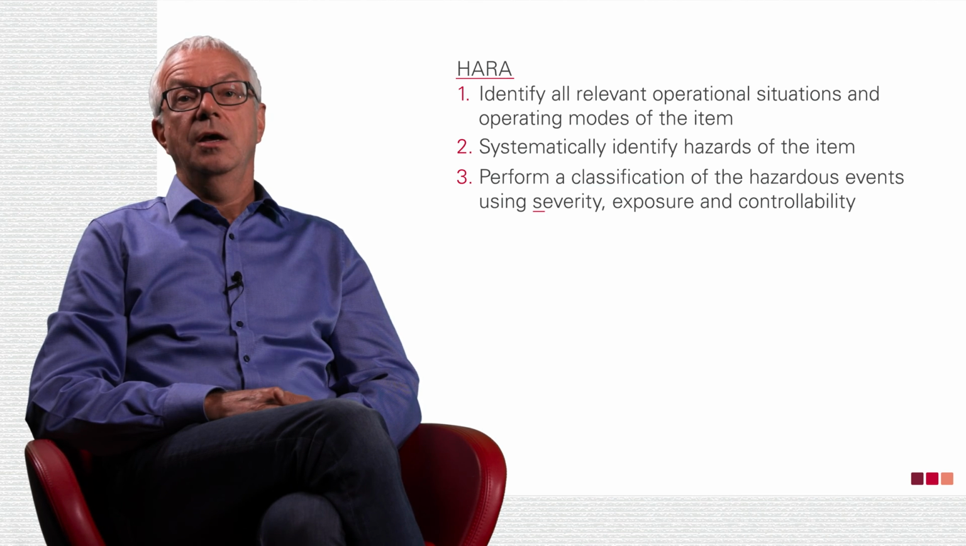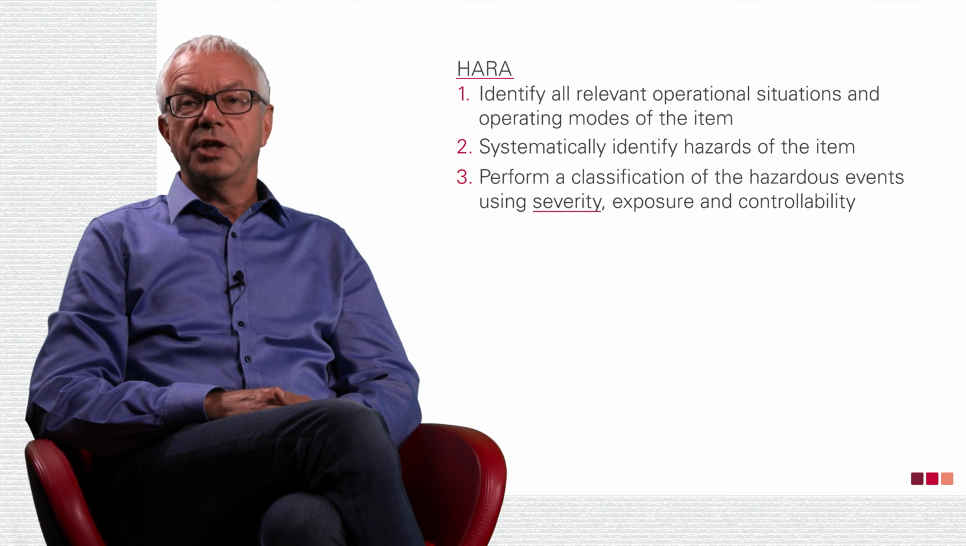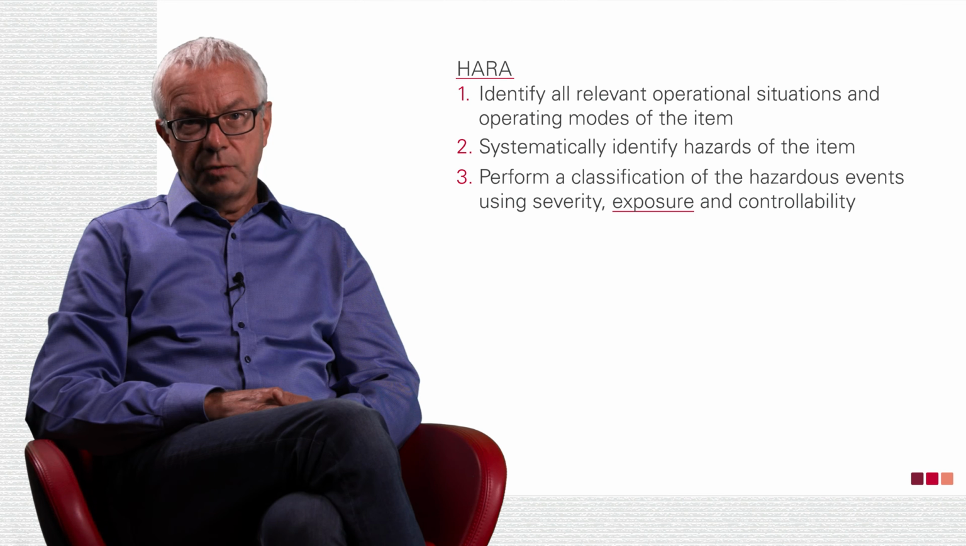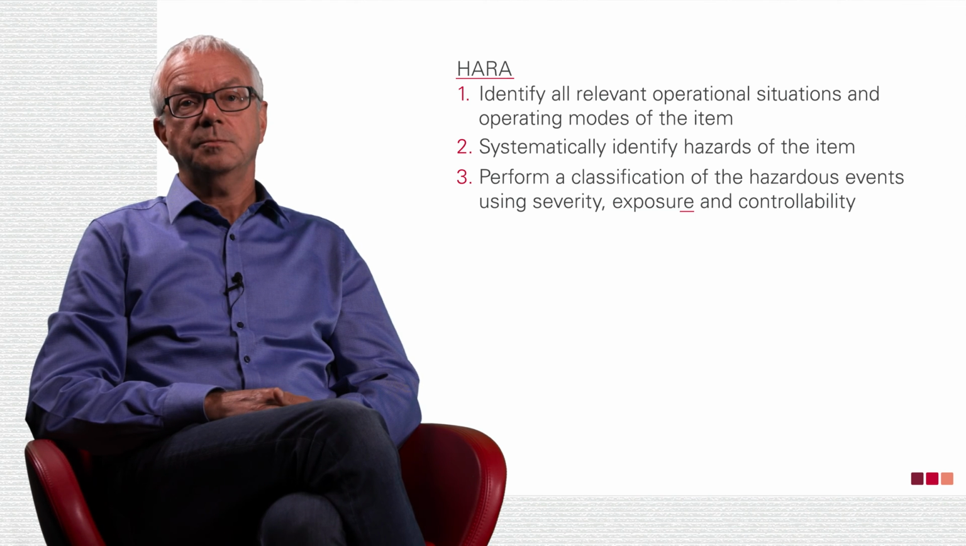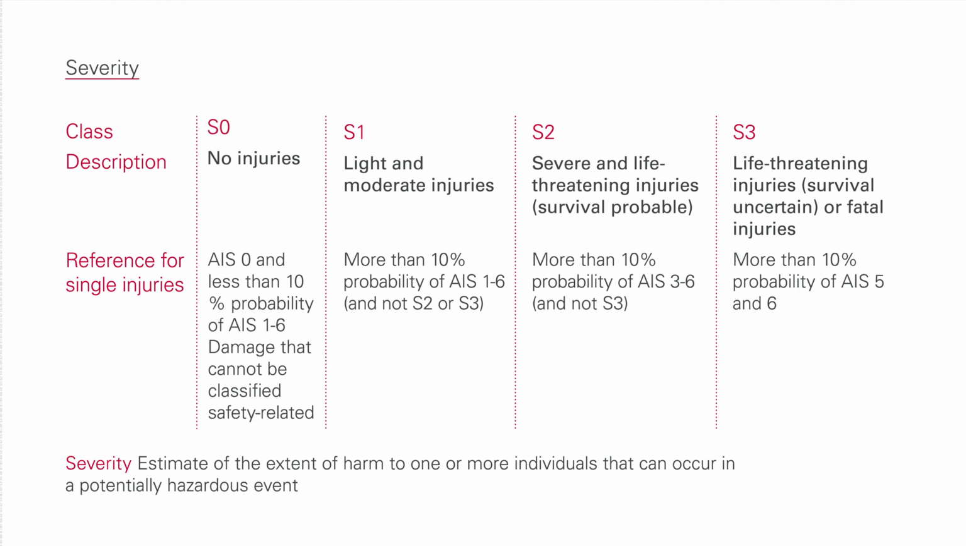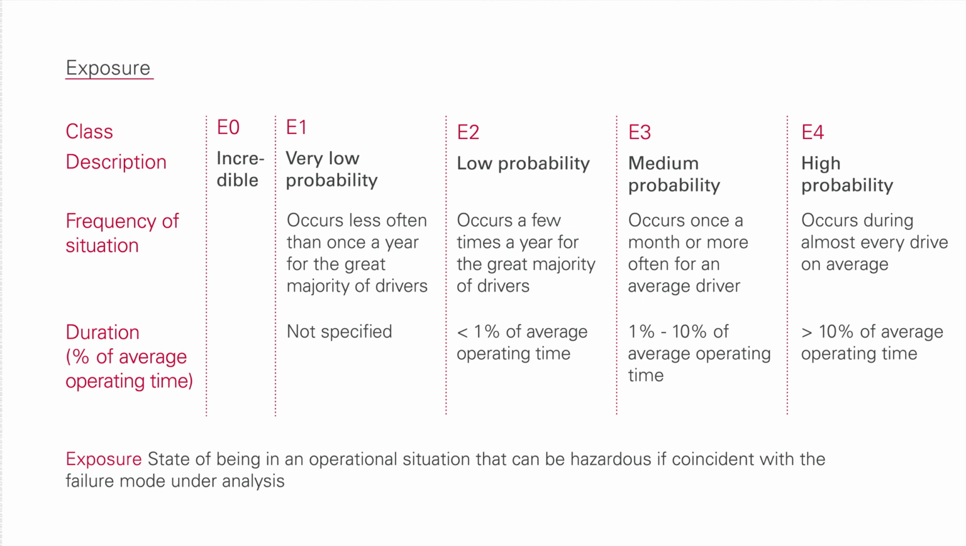These are the severity of any potential injury, how frequently an operational situation arises, the exposure, and whether a situation can be managed to avert injury, the controllability. The severity of injury is assessed in 4 stages. ISO 26262 defines these levels by referring to the abbreviated injury scale or AIS classification. 5 levels are defined for exposure.